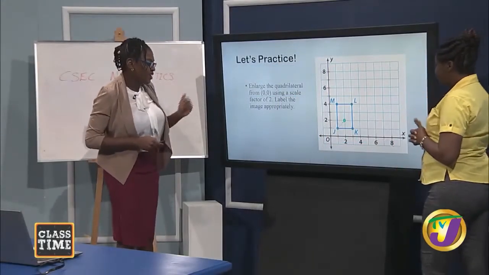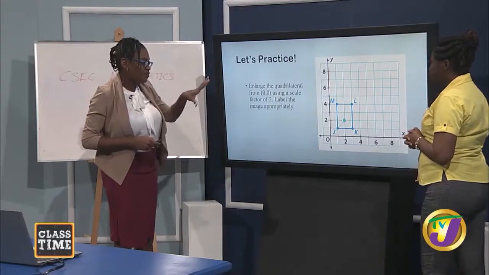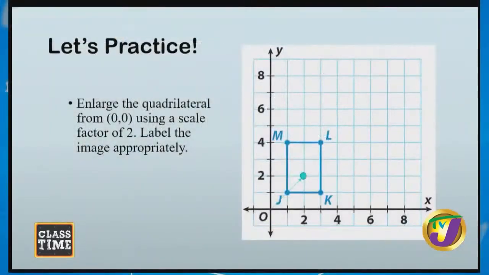All right, so let's try K. I'm going to do K and you do the other 2. For K, the coordinates are (3, 1). If I multiply each of these by 2, 3 times 2 gives me 6, and 1 times 2 gives me 2. So the location of K prime is going to be 6 on the X and 2 on the Y. So let's take L.